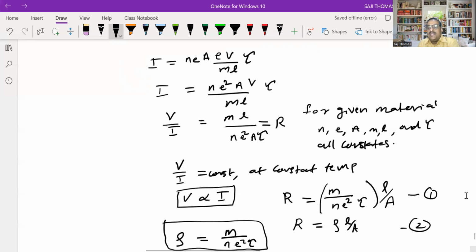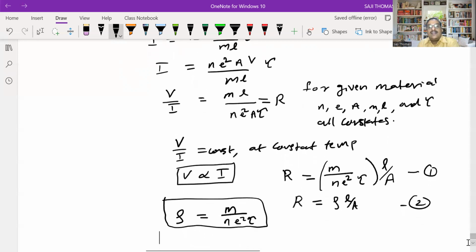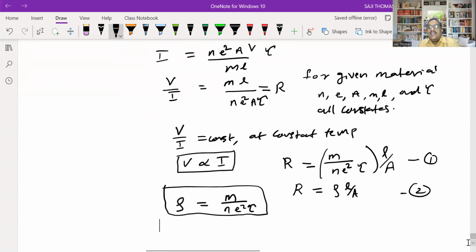So resistivity depends on n. n depends on the nature of the material. It is the number density of free electrons, known as the number of electrons per unit volume. It also depends on relaxation time. Relaxation time depends on temperature. So this is the equation for resistivity.